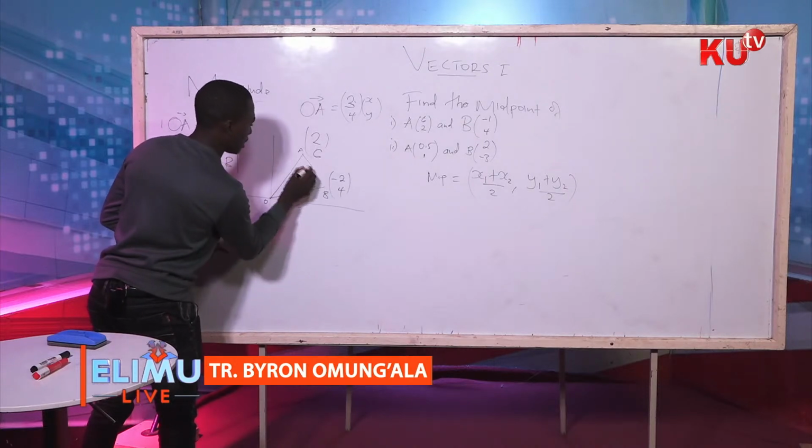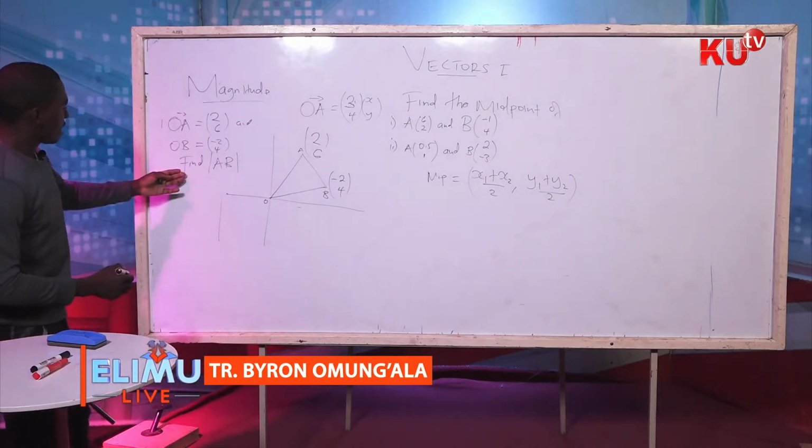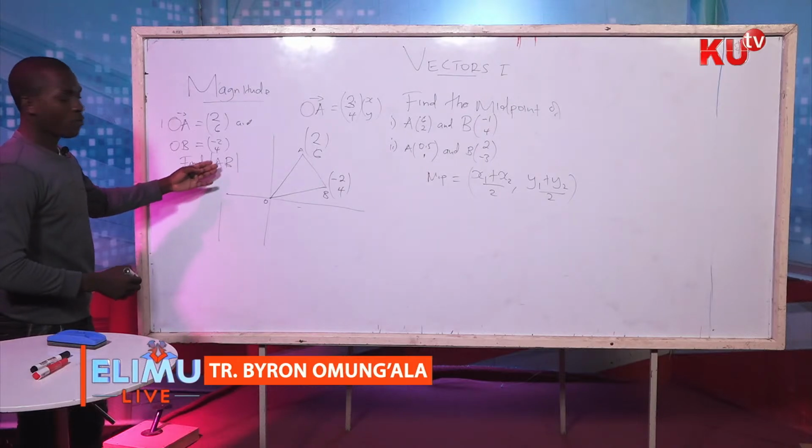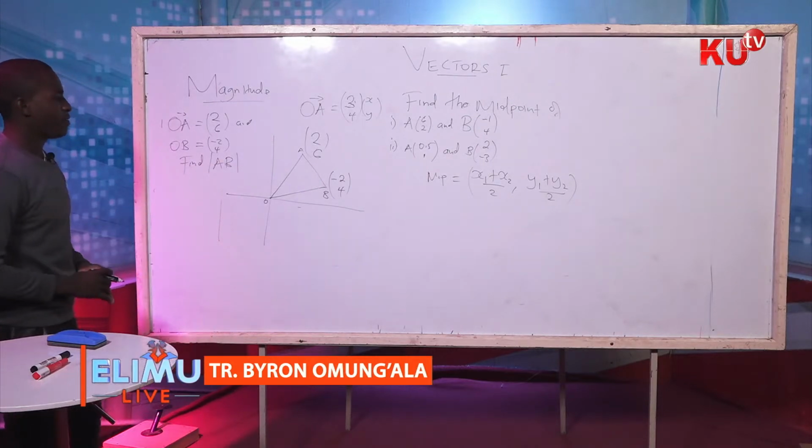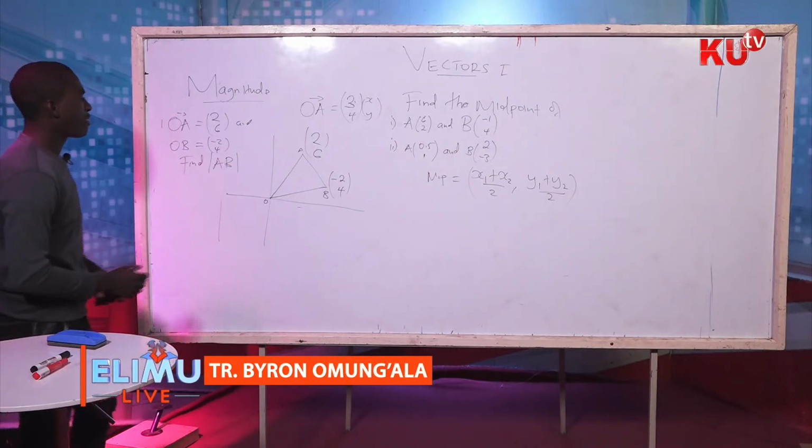I'm just trying to present it here. But remember, we want to find the magnitude of AB. For us to find the magnitude of AB, first we need to find its position vector. And how do we find the position vector of AB?